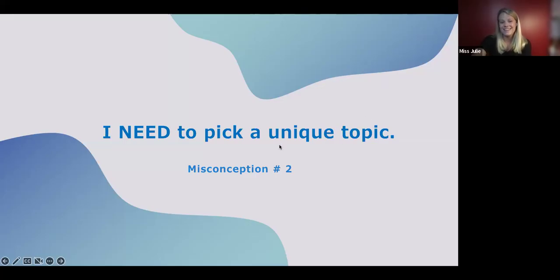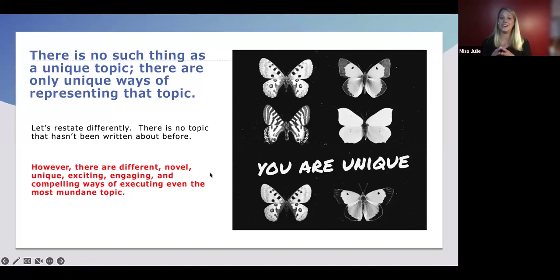Pick your own topic. Misconception number 2 is I need to pick a unique topic. This one kind of goes with number 1 as well. But again, we have many students as we go through the brainstorming process say, I don't have a unique story. I don't have anything exciting that I did. I can't think of anything to tell about myself that would be unique. And I'm here to tell you that there is no such thing as a unique topic, but there are unique ways of representing that topic.